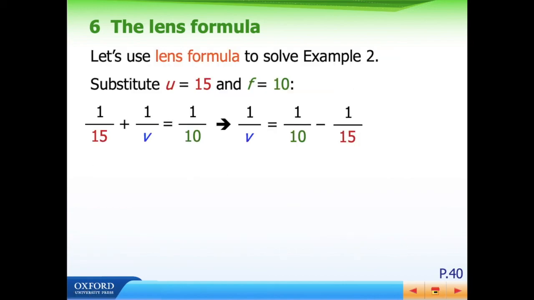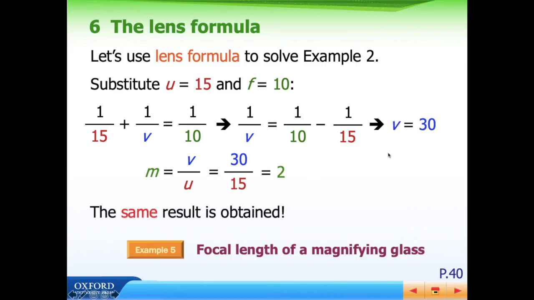Okay, let us have this example and use the lens formula to solve example number 2 that we had a while ago. If you have an object distance of 15 centimeter and a focal length of 10 centimeter, we want to determine the image distance. Using the lens formula, class, we have 1 over 15 plus 1 over v is equal to 1 over 10. As a result, v is equal to 30. When we calculate the magnification, that is equal to 2. And from this formula, we still have the same result as obtained in our previous example.